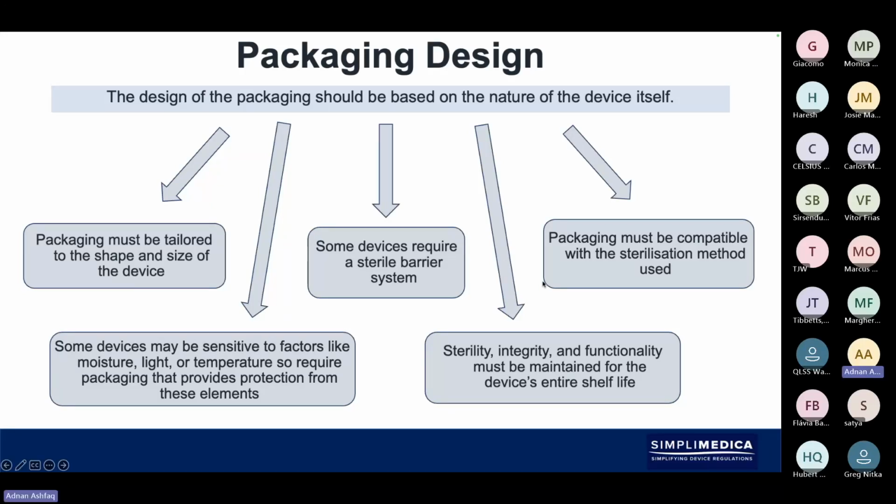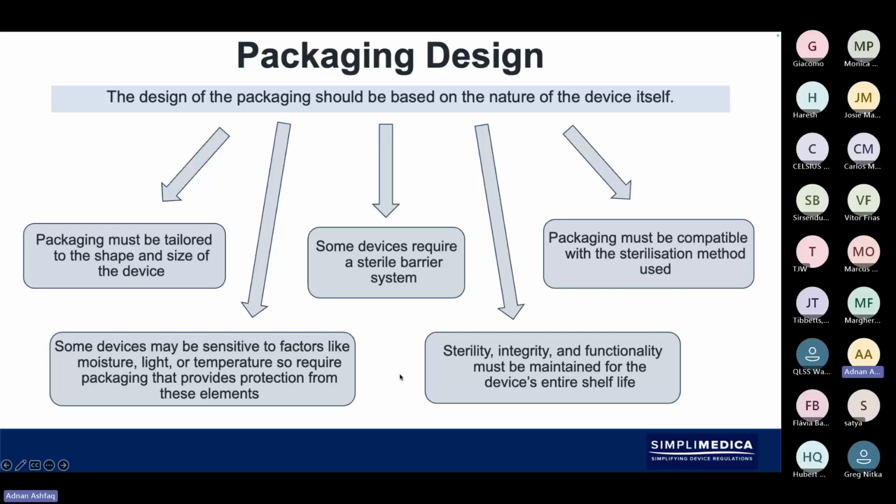So the packaging must be tailored to the shape and the size of the device. Some devices could be a sterile barrier, which must be compatible with the sterilization method used, of course. So again, if you're using gamma radiation or ETO sterilization, you're looking at the permeability of the gases through the packaging, so that it can actually kill the bacteria that it's aimed to do. So the microbial count that it's looking to reduce to ensure that the sterilization method is successful. When we're looking at sterilization validation slides, we'll come on to that.